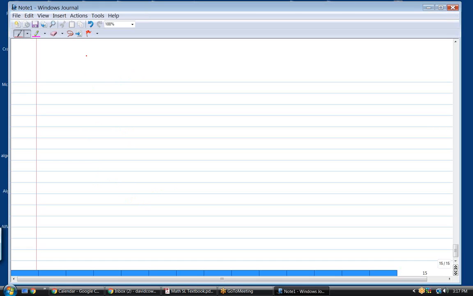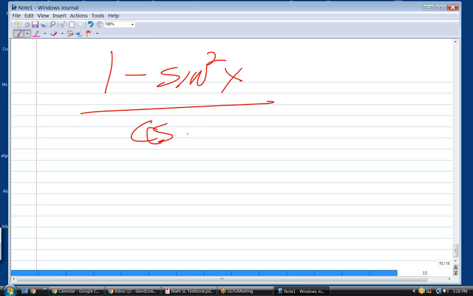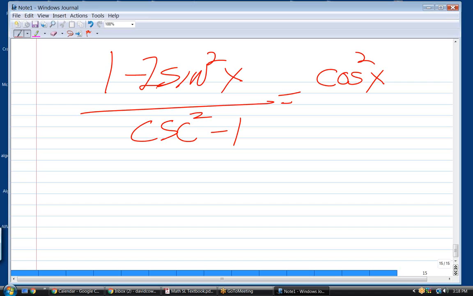The next one is 1 minus sine squared x over cosecant squared x minus 1. I know the top will be cosine 2x. No, but you're close. Cosine squared x, which is different than cosine 2x. I was thinking about the identity, but there's no 2. Exactly. If it was that, then it would be the cosine of 2x.